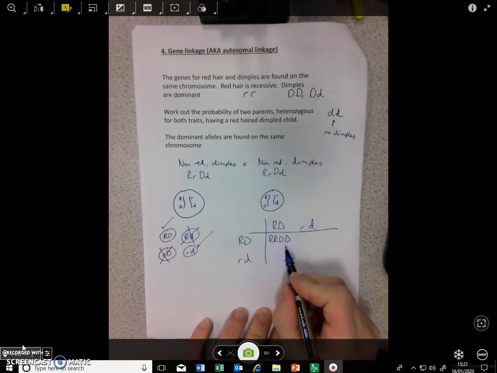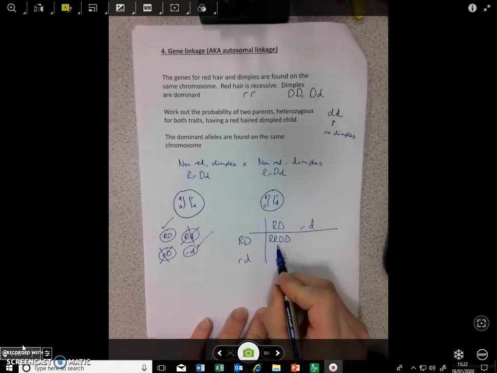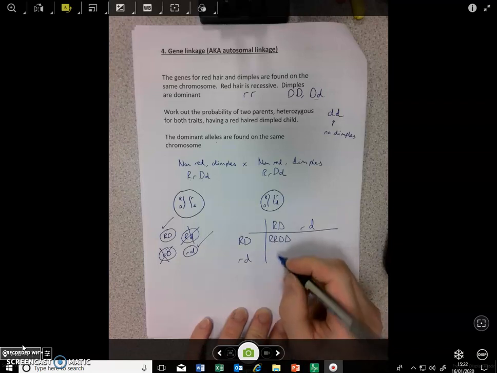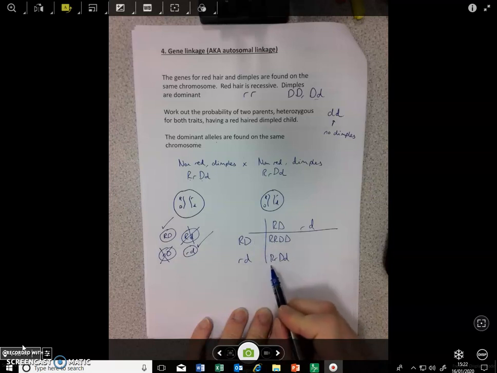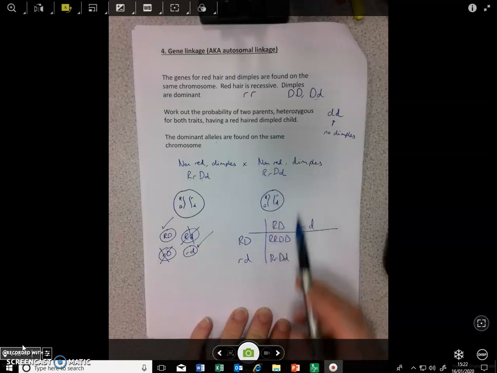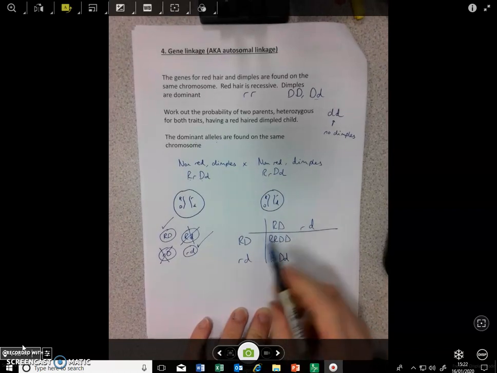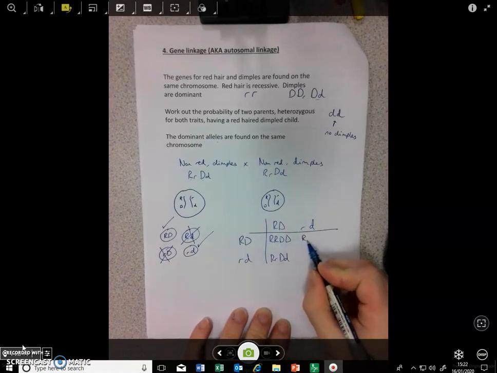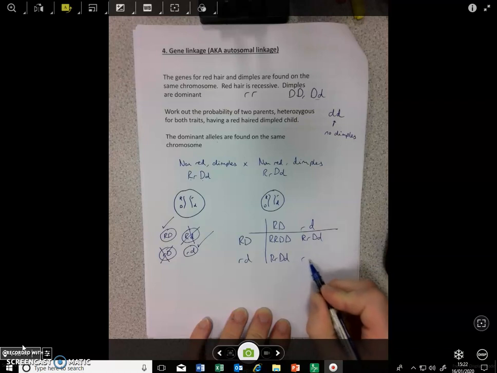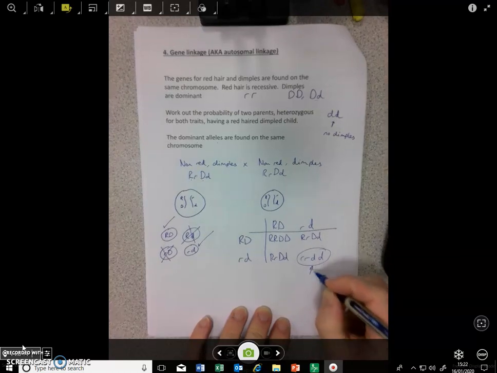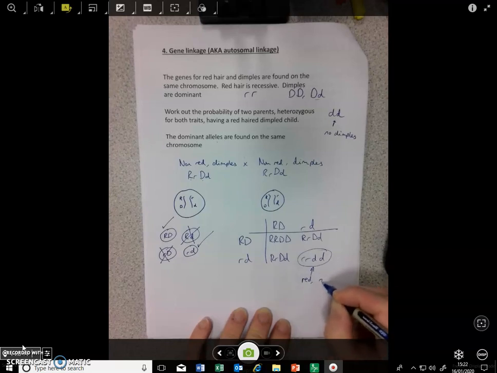There's our first offspring. They will have both dominant conditions, so they will have dimples and they will not have red hair. This individual is going to be heterozygous for both traits, but again, they're going to be non-red-haired and they're going to have dimples, so just the same as the parents. The same is true of this one here, but it's this one down here. This one is going to have red hair and no dimples.